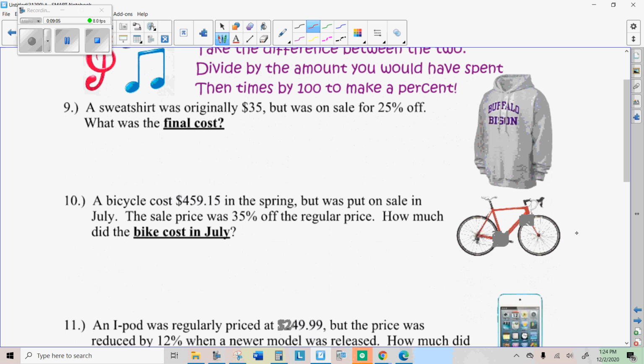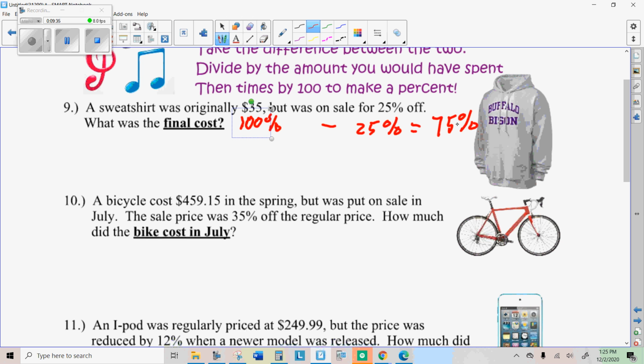A sweatshirt was originally $35, but is on sale for 25% off. Now, I'm just going to get you started here, and then I'll let you figure out the rest. Remember that your original is 100% if you pay the whole amount. You're going to take 25% off that. We want to know what you're going to pay. So you're going to pay 25% less than the original 100%, which means you're going to pay 75%.